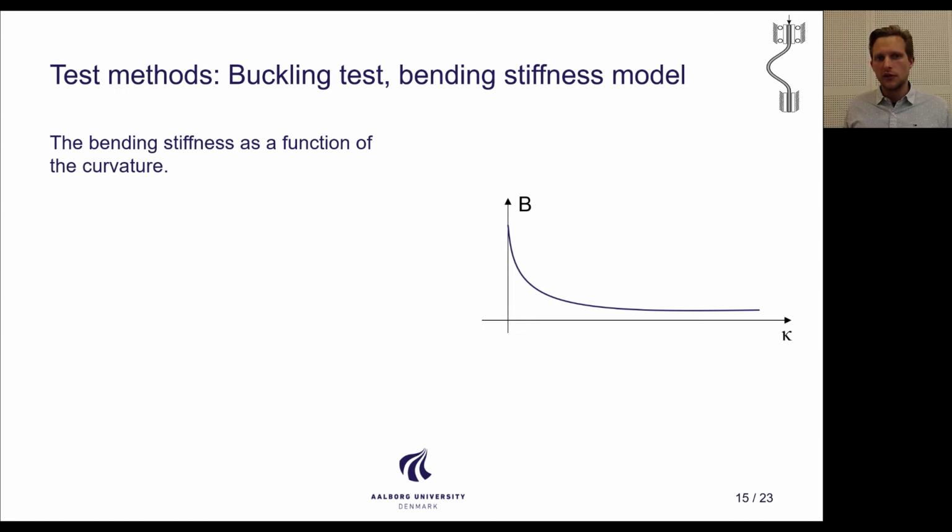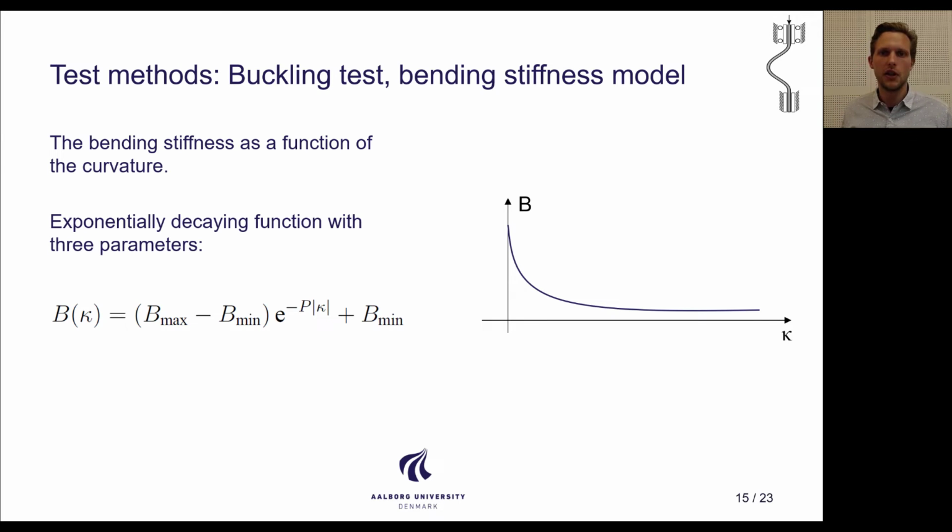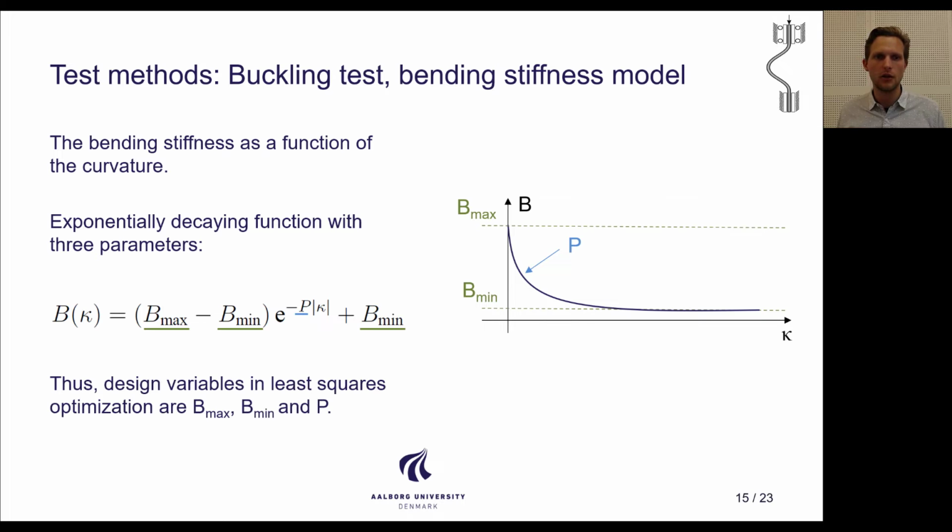So for the bending stiffness model, we are using an exponentially decaying function with 3 parameters, and that was chosen quite empirically. It consists of these parameters here, the maximum and minimum value, and then this parameter p, which controls the rate of decay. And this means that the bending stiffness will be a decreasing function of the curvature. And it also means that there will be 3 design variables in the least squares optimization, namely these two b's and the p.